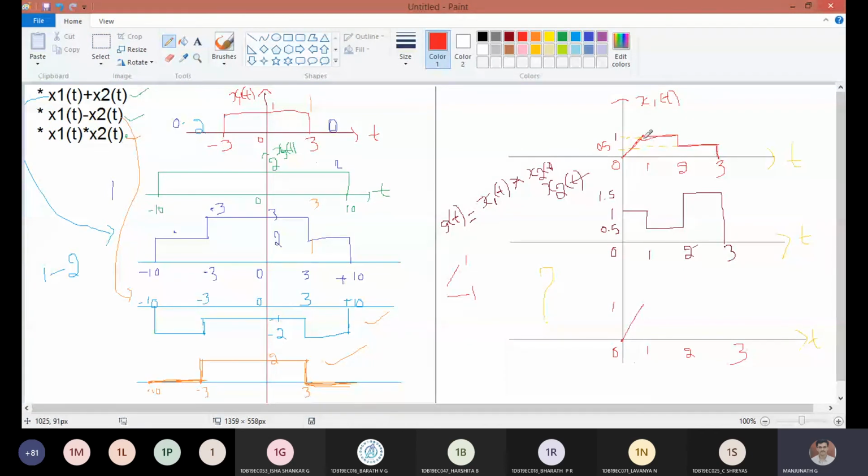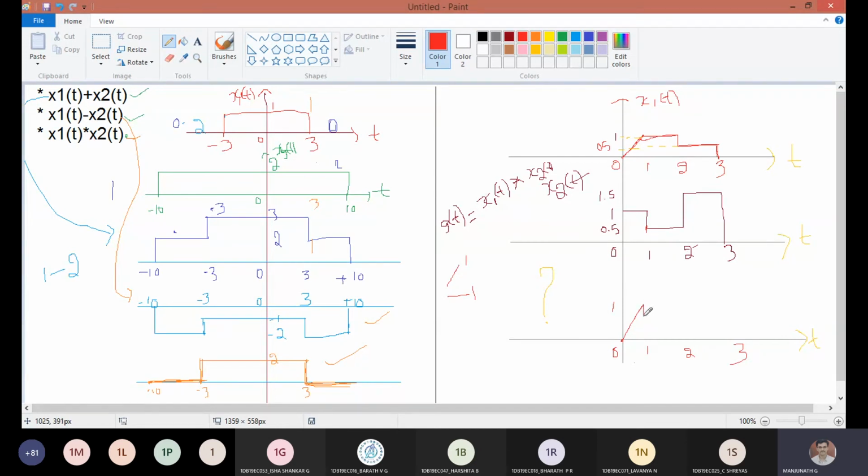Yes, at 1 here it is 1 only. What is the amplitude here? At 1, 0.5, sir. So 1 into 0.5 becomes 0.5. Good. So at 1, it drops back to 0.5. This is the amplitude of 0.5. Is it clear to everyone?